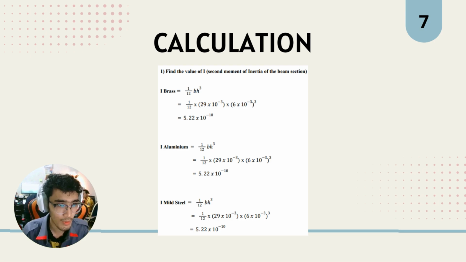Matrix number CD210076. I'm going to talk about the calculation. So, the first one is to find the second moment of inertia of the beam section, which is I. The formula for I is 1 over 12 BH to the power of 3. For example, for brass, after we use the formula, we get 5.22 times 10 to the power of negative 10. Then we use the same formula for all the other specimens, which are aluminium and mild steel.